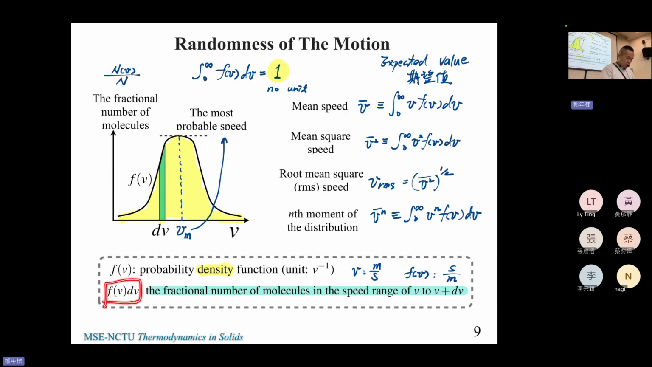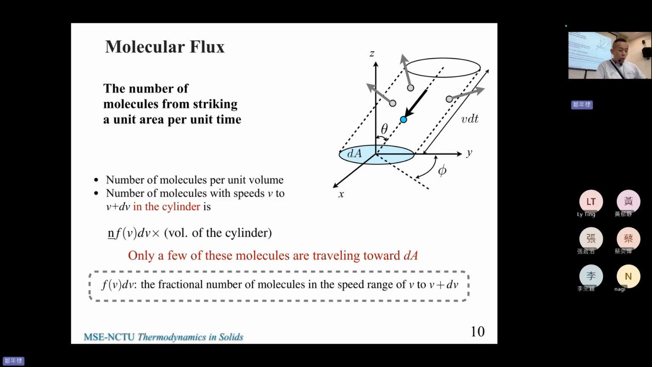f(v) dv is the proportion of particles in a certain speed range. In a whole system, in a certain speed interval, what percent do they occupy? Okay, very useful. So when we talk about the fractional number of density, I mean the probability density function, f(v).